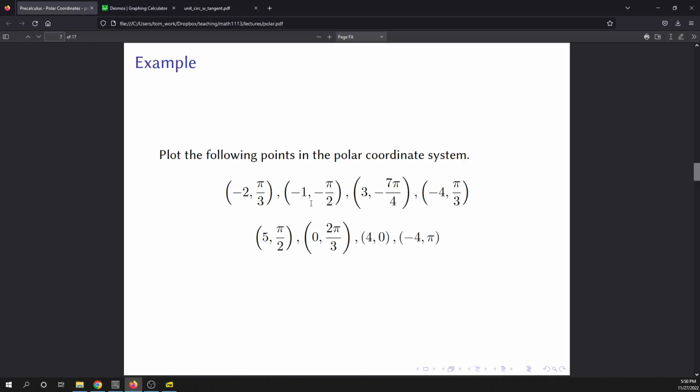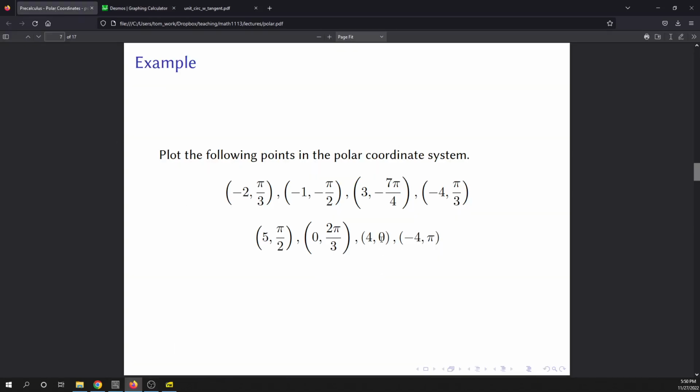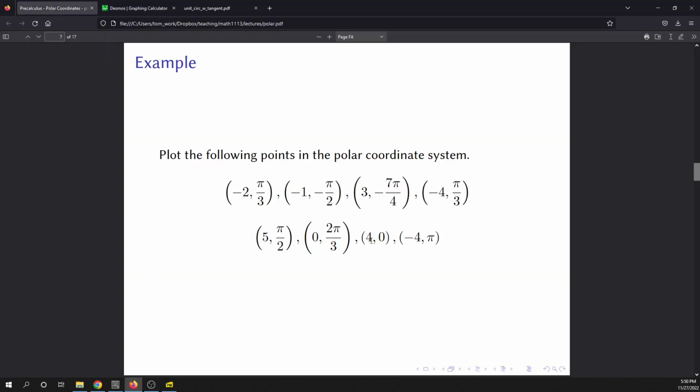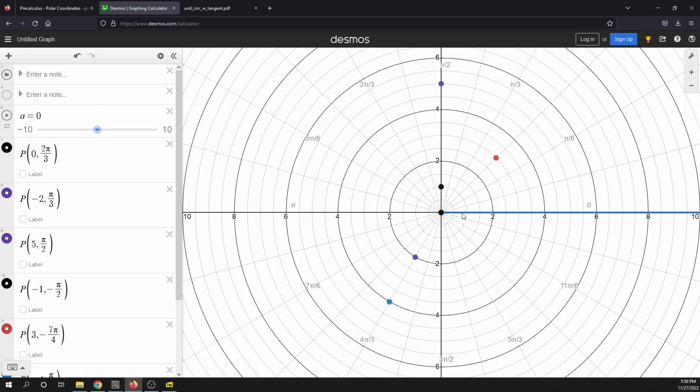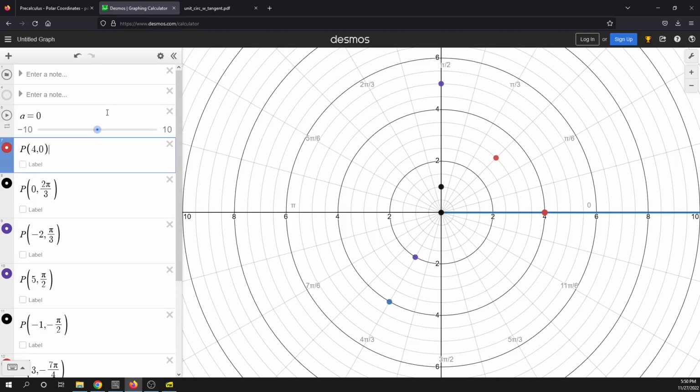All right, next example, 4 comma 0. So I'd start at 0. Okay, and so here, I would rotate out 0 radians. So that's the direction that I'm pointing. And then in this case, my r is 4, right? So I would walk 4 units in that direction. I would wind up right here. So the polar point 4 comma 0 is right there. Okay.